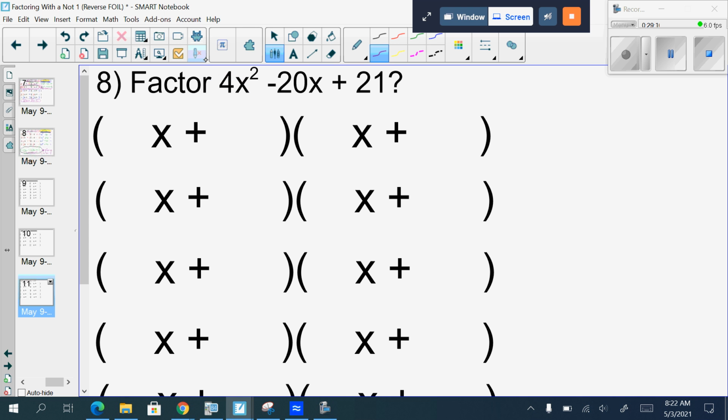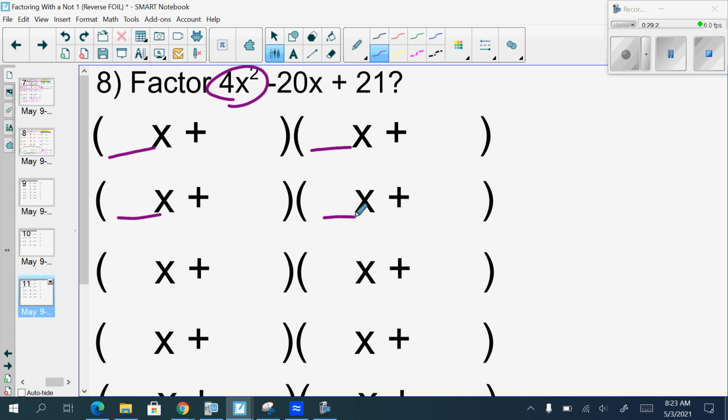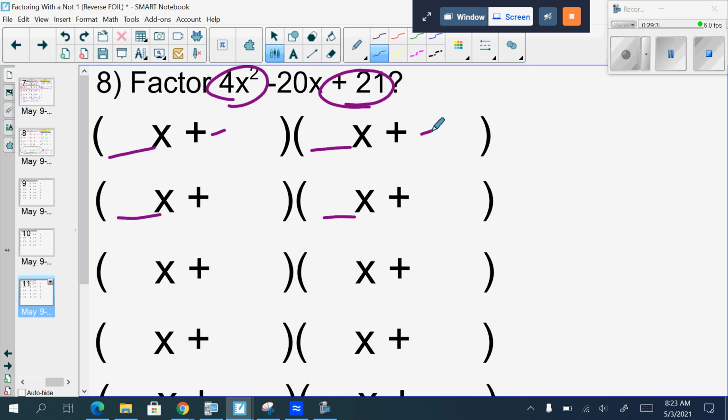All right, so set this up for yourself. I'm going to let you try this one all on your own this time, okay? So think to yourself, what is my first going to look like? If I need to get 4x squared, what are the combinations I could use to give me 4x squared? Then think about what are the combinations that I could use to give me 21, keeping in mind it's going to have to be a negative times a negative, okay? So you go ahead and spend some time on this one on your own.